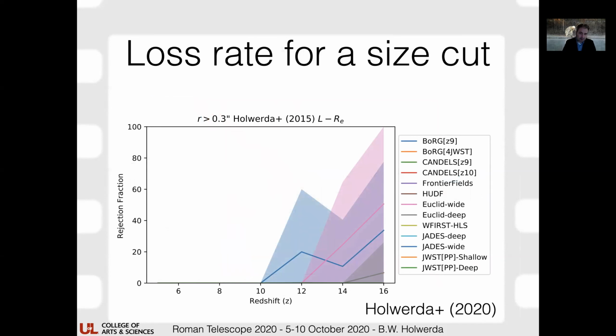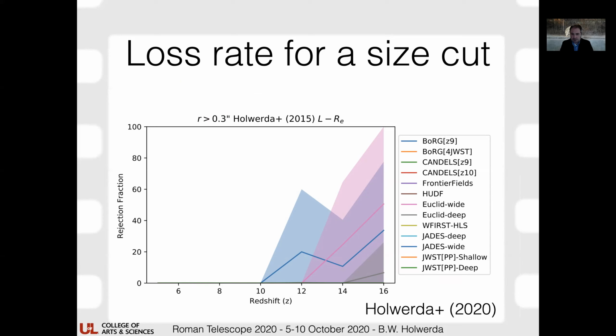So how many of the bona fide high redshift sources are we missing? Well, if we use the 0.3 arc second hard cutoff, and an L star, so the luminosity size relation from 2015, we have the different surveys. We go to a certain depth, so some of them are simply not deep enough to identify, or only identify the brightest, biggest galaxies. So how much are we missing if we do this selection? Only for the BoRG redshift 9 sources.